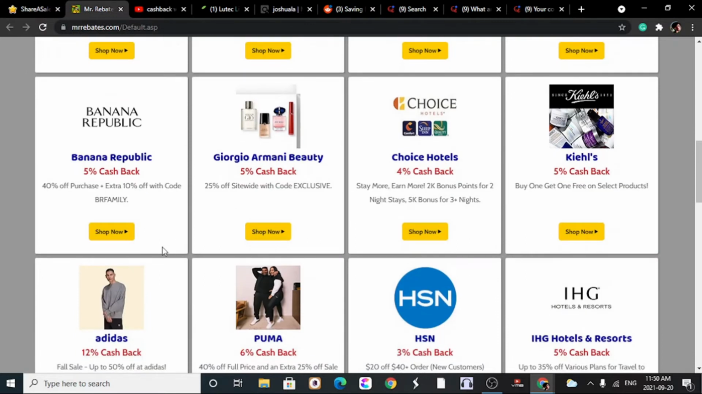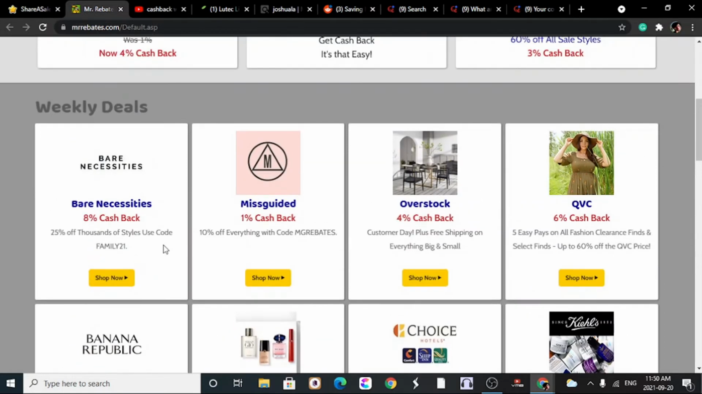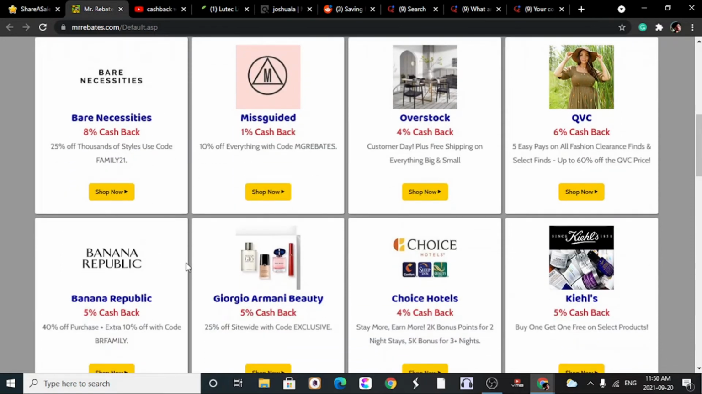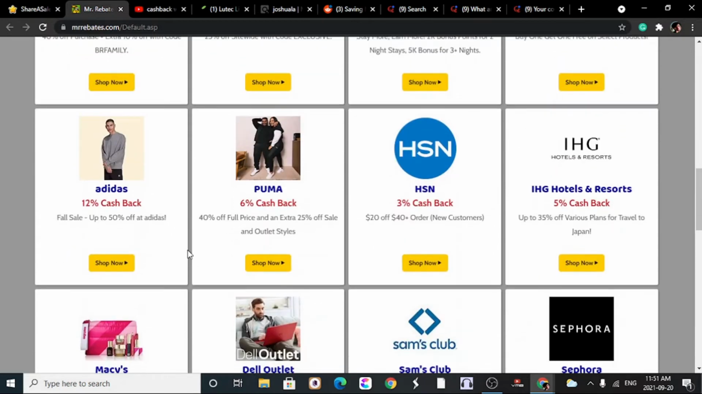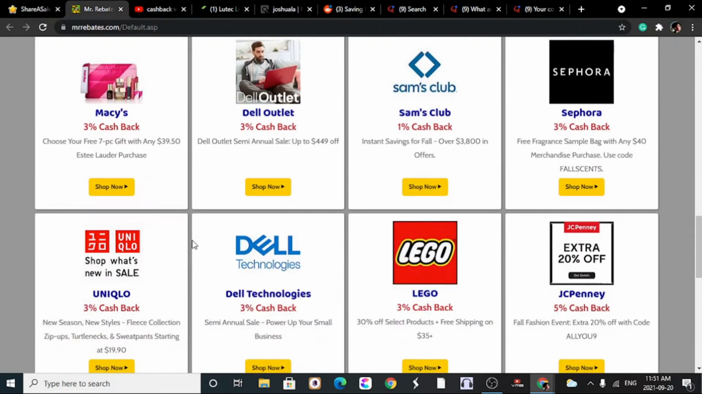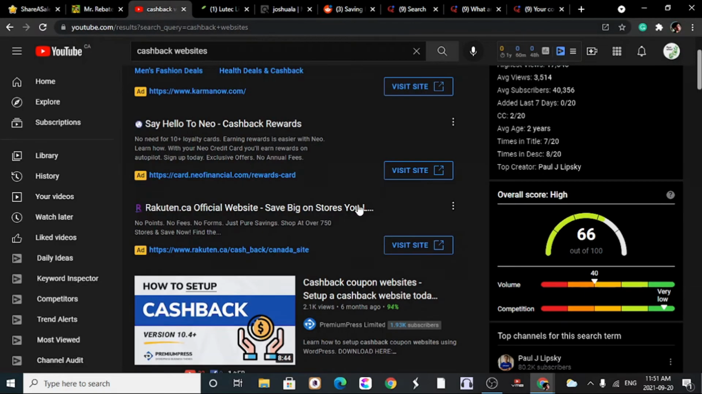So the best way I would promote this, I'm going to show you a strategy that is very easy. So let me show you what we'll do. We know that these people are giving cash back for people who use their deals to shop online. That's the purpose of this website, to give people coupons and deals to shop online. So if you refer people here, they will pay you a specific amount, which is $1 per lead. So I'll go over to YouTube and make a video about cashback websites.